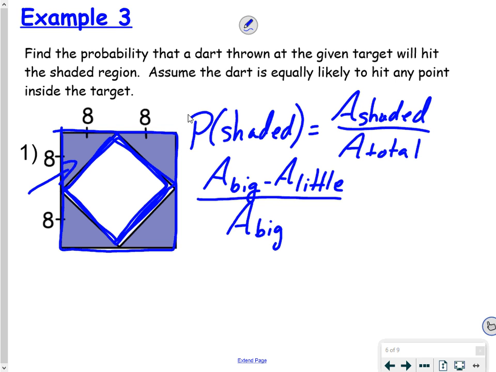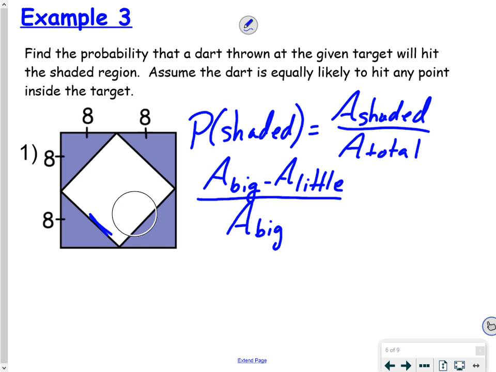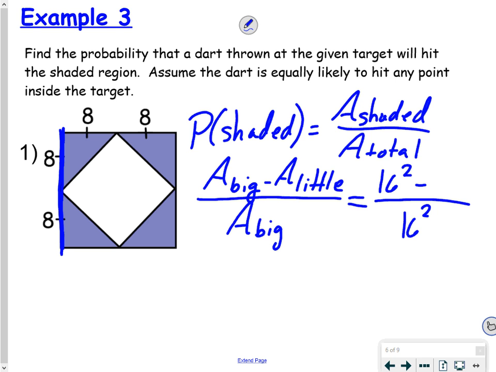So now we have to figure out how we find the area of the big square and how we find the area of the little square. The area of the big square is pretty simple. This part's 8, the other part's 8, so that means the side length of that big square is 16. The area of the square is just side length squared, so that's just 16 squared. Now we've got to figure out what's the area of the little square.